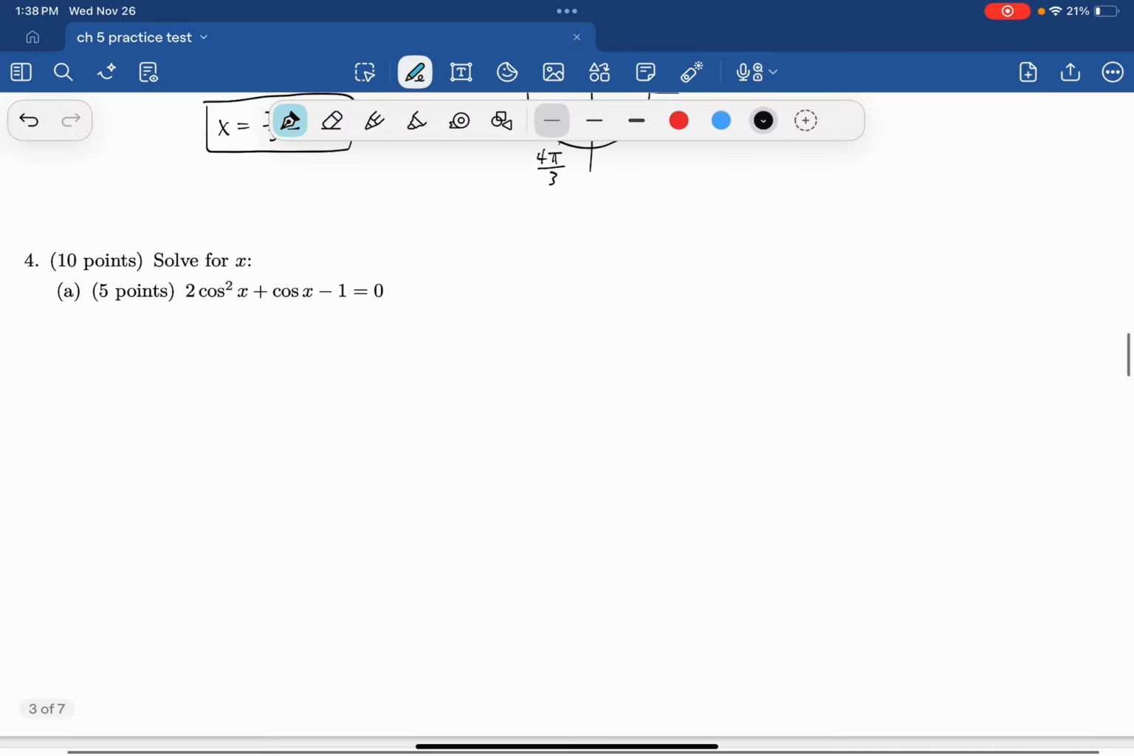Next question. This has us solving for x. And so in this case, we're going to write things as a quadratic. So this is equivalent to 2y squared plus y minus 1 equals 0. So we're going to factor by grouping. We're looking for two numbers that multiply to -2 and add to 1. -2, right? A times c. 1 is the b term. And so that's 2 and -1.